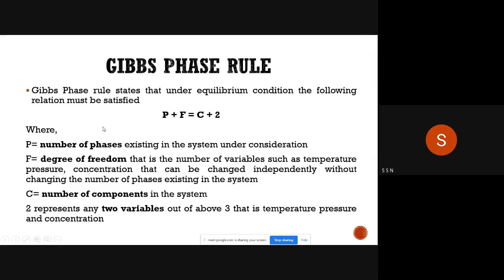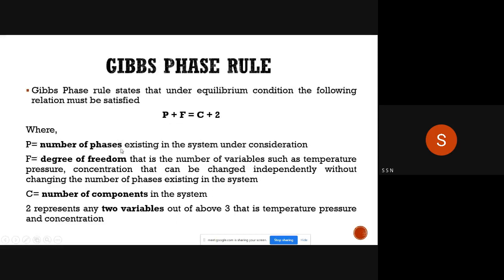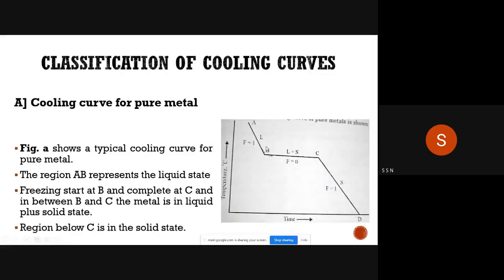Now, in this previous diagram, just consider A to B cooling curve only. Here, how many phases are there? Only one phase, that is liquid phase. From B to C, L plus S I have written here. That means from B to C curve, two phases are there, liquid and solid. From C to D, how many phases are there? Only one phase, that is solid phase. So in this equation, what will be P? Number of phases existing in the system under consideration. We are considering step by step lines from that cooling curve. A to B, only one phase.